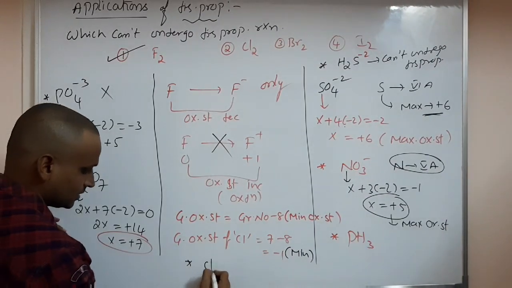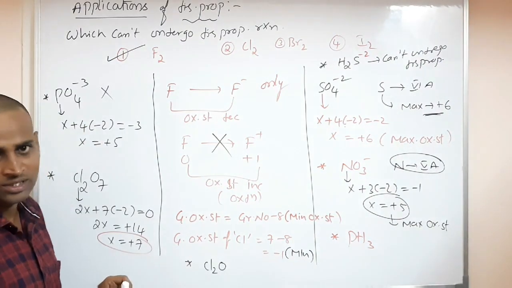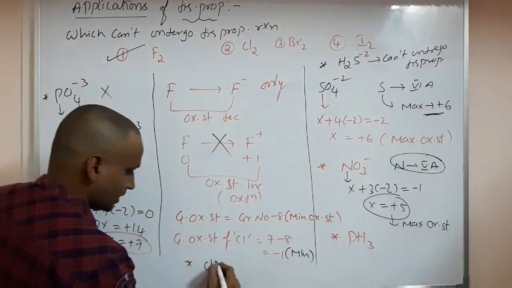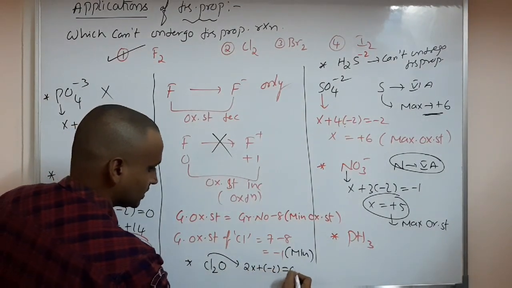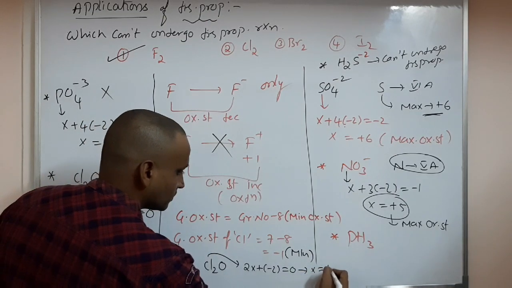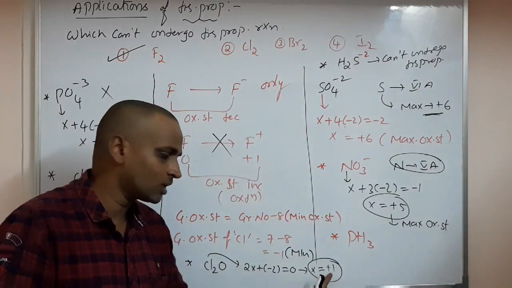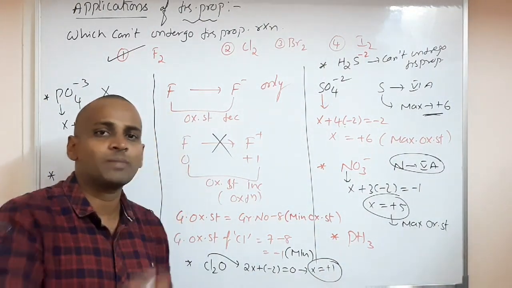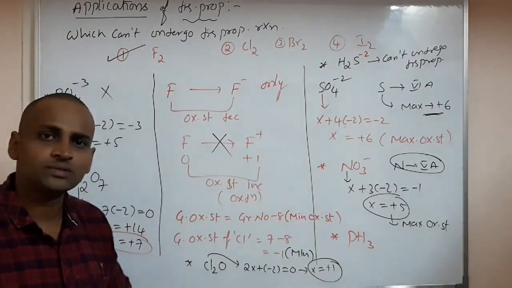And last and final, I will give you one example. I am writing here Cl2O. Can it undergo disproportionation? Yes. Why? See, chlorine's oxidation state: 2x plus of -2 is equal to 0. That means x equals plus 1. So chlorine is not at its minimum oxidation state, and not at its maximum oxidation state. Yes, it can undergo disproportionation.